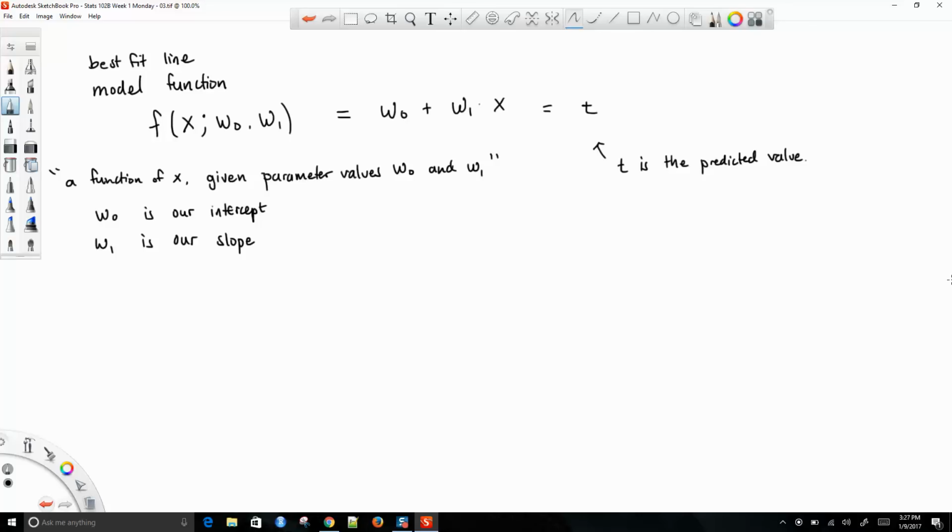And so here, we're now going to define our loss function. Okay, and the loss function here is a function of our model and the actual data values, right?